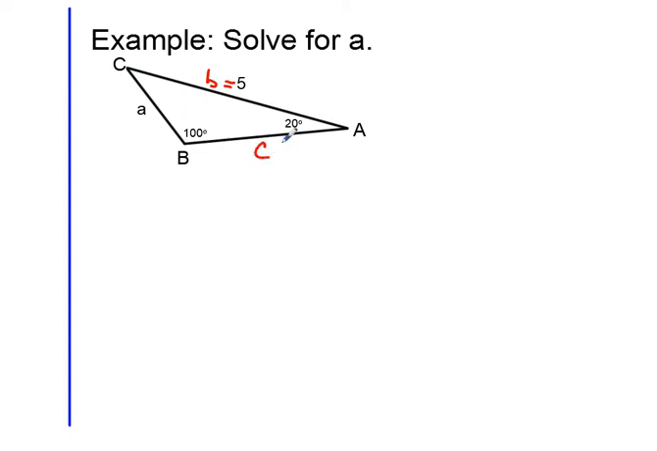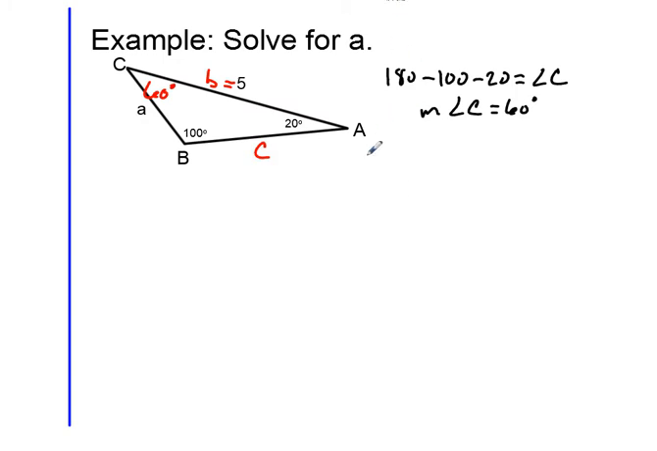The first thing I can do that isn't even taking any trigonometry is find the last angle. The last angle is found by doing 180 degrees minus 100 minus 20. This is going to give me angle C. So the measurement of angle C is equal to 60 degrees. So I'm going to add that onto my picture. 60 degrees is angle C.